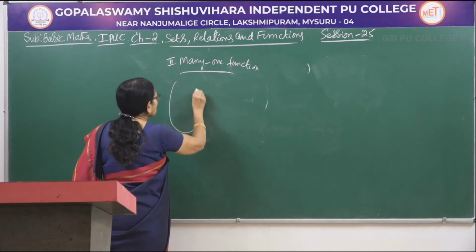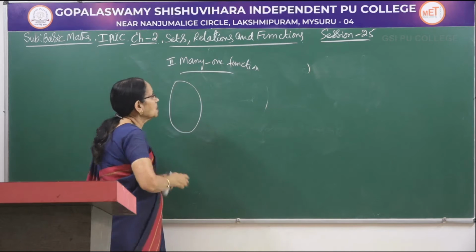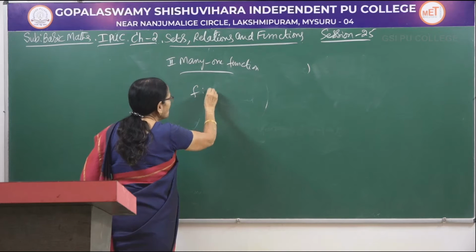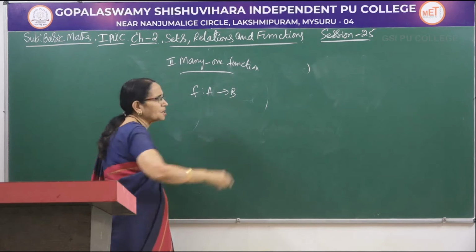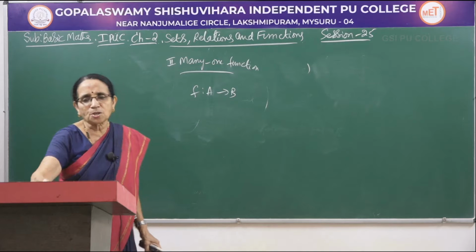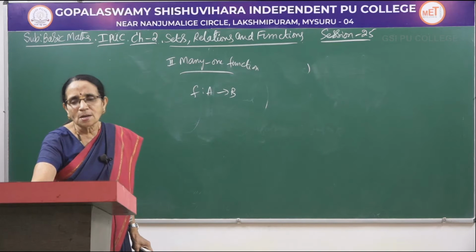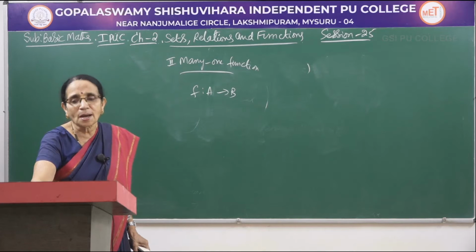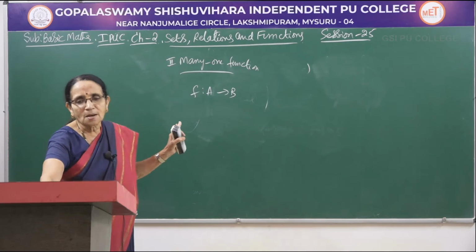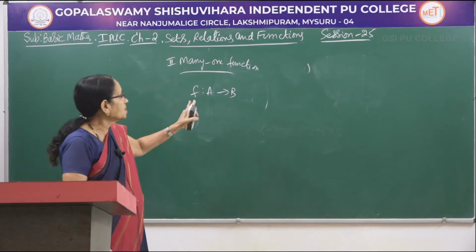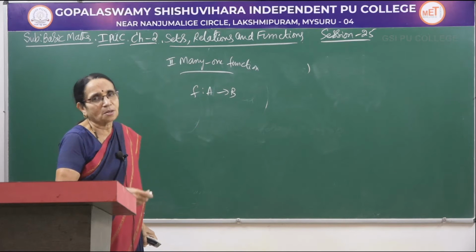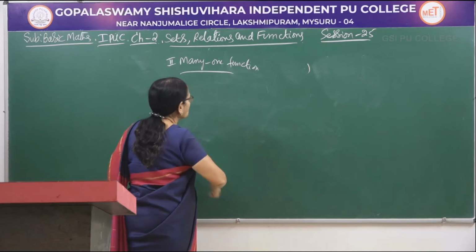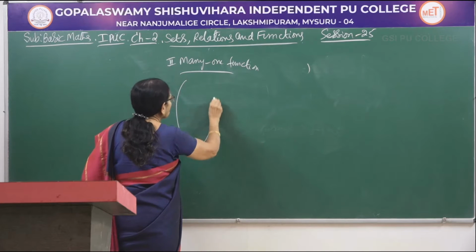For example, how do you write this one? First let me write the definition, a function from A to B. You can take any sets x and y like that also. A function f from A to B is said to be a many one function if different elements of the set A have the same image, a common image, in the set B. It is better you understand the concept with the help of a diagram.